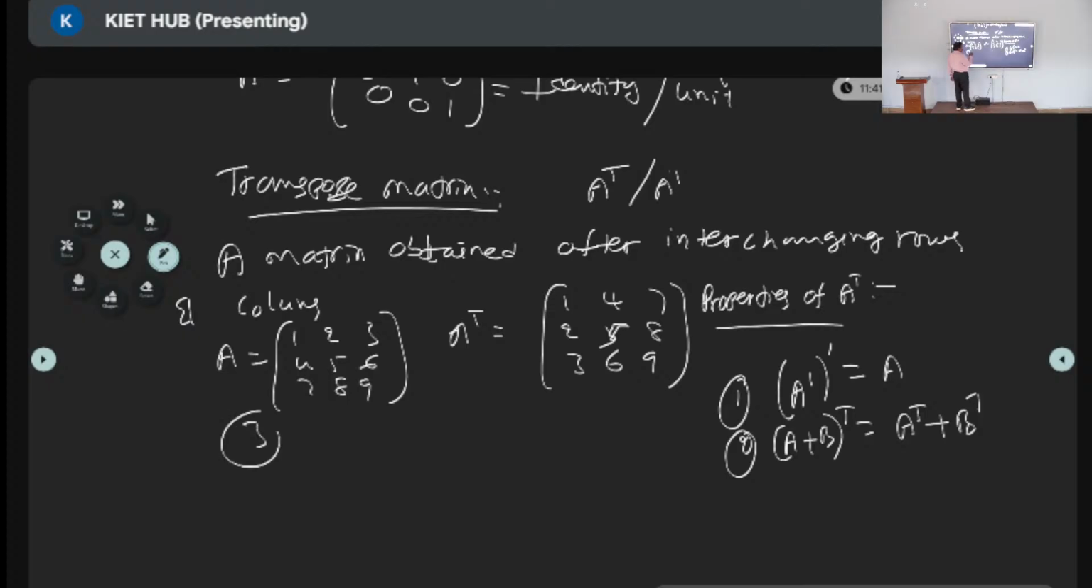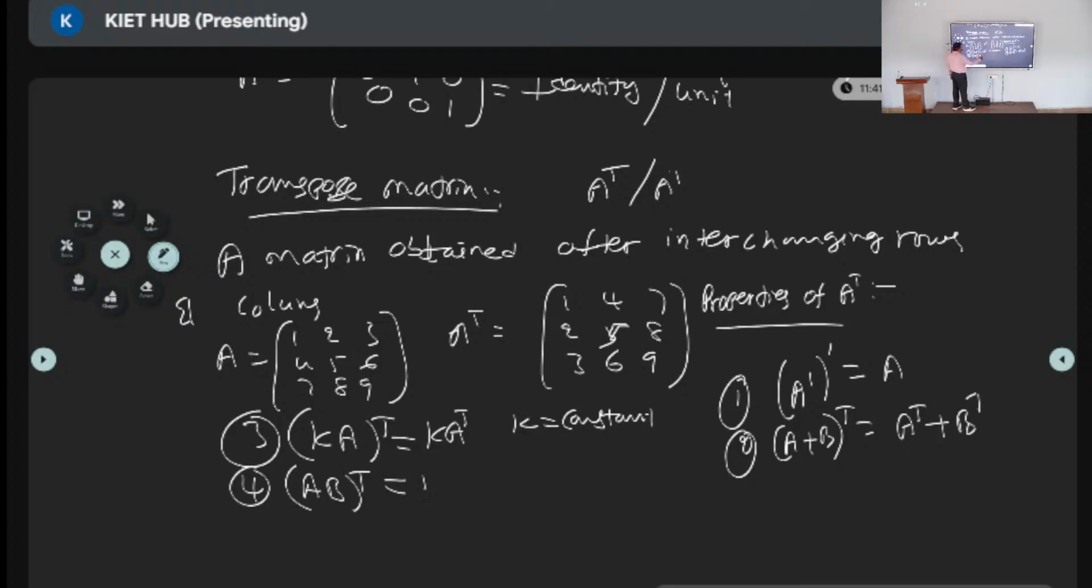Third property, kA whole transpose, where k is the constant. What is kA whole transpose? k into A transpose. Fourth, AB whole transpose. What is AB whole transpose? B transpose into A transpose. This is a previous GATE direct bit.